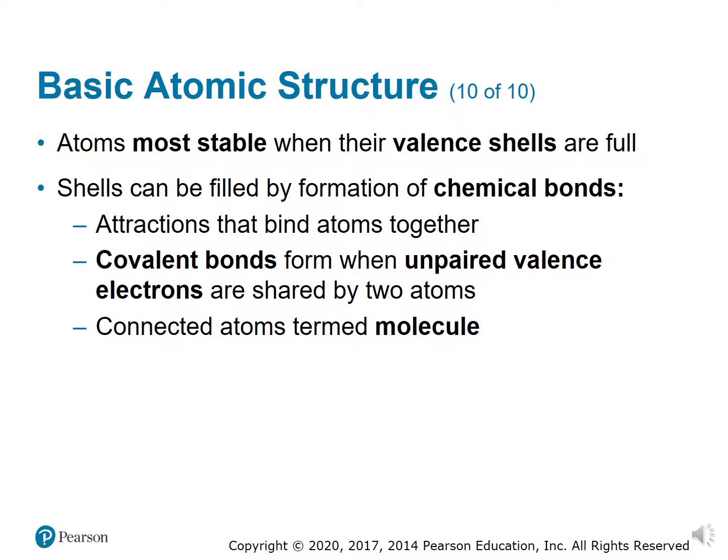Atoms are most stable when their valence shells are full. So to have full valence shells, they're going to form chemical bonds. And one type of bond is called a covalent bond. And the operative word for a covalent bond is the sharing of electrons. So covalent bonds form when unpaired valence electrons are shared by 2 atoms. Connected atoms are termed a molecule.